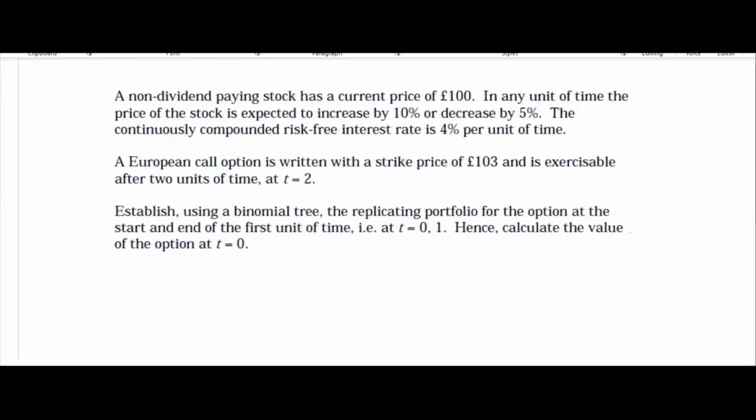Established using a binomial tree, find the replicating portfolio for the option at the start and end of the first unit of time, at t0 and 1. Hence calculate the value of the option at time t0. So the question is, you have to establish a portfolio. Remember, when I started, we established portfolio phi and psi for a one period tree, not for 2 periods.